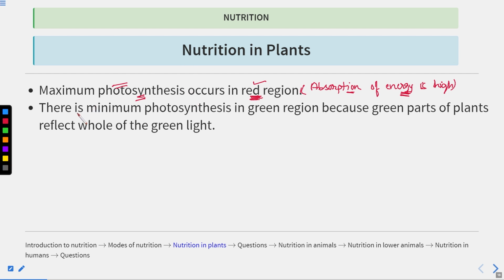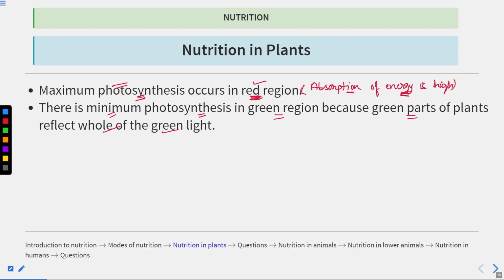Whereas there is minimum photosynthesis in the green region. Why? Because the green parts of the plant reflect the whole of the green light. That's why the leaves appear green, because they reflect the green light, and the rate of photosynthesis is minimum.